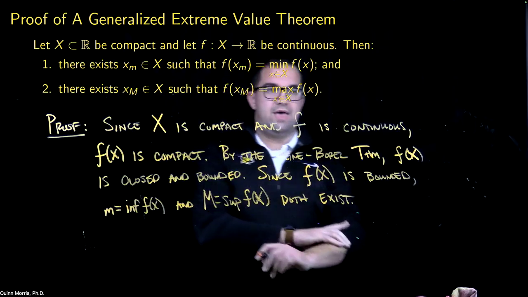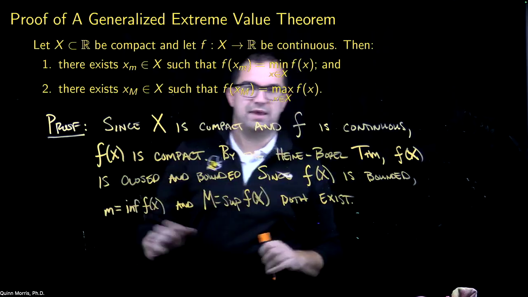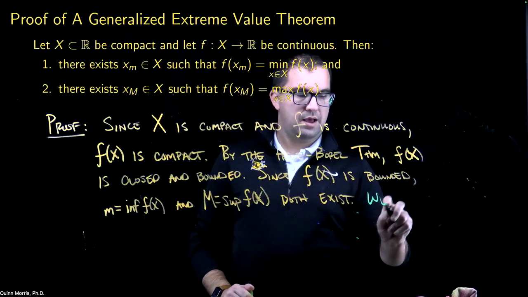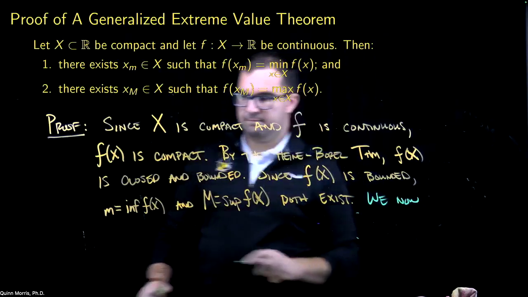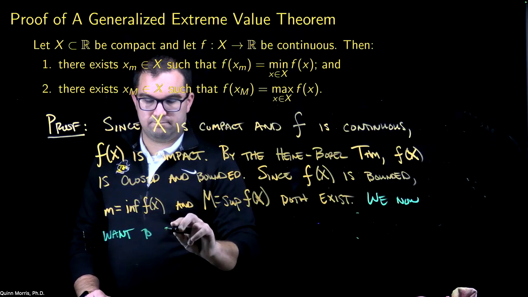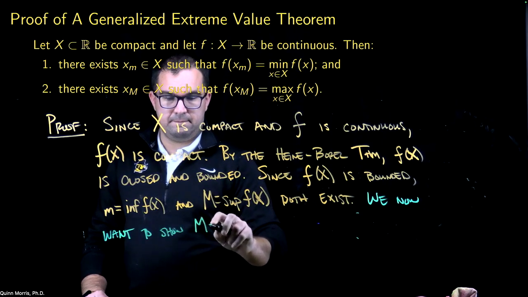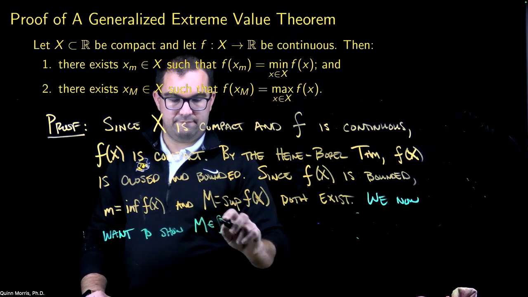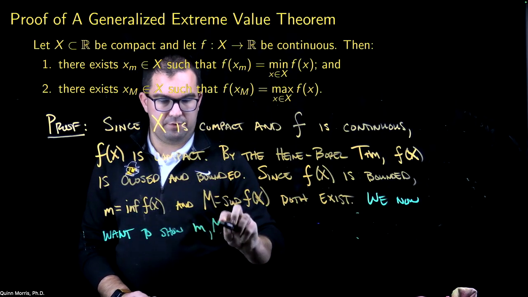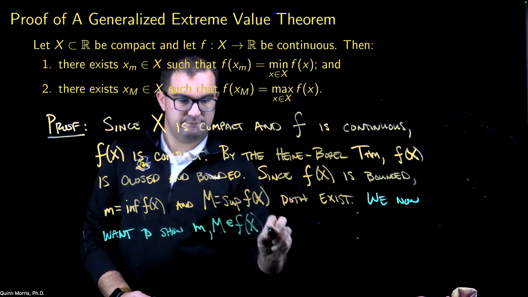Now, in order to do that, let me just do it for the supremum case. The infimum case will be identical. So we now want to show that M is in, well, we can write this for both of them. We want to show that little m and capital M are in f of capital X.